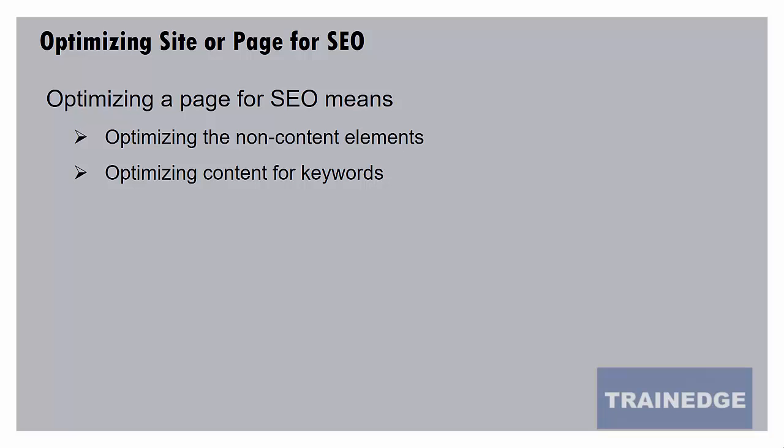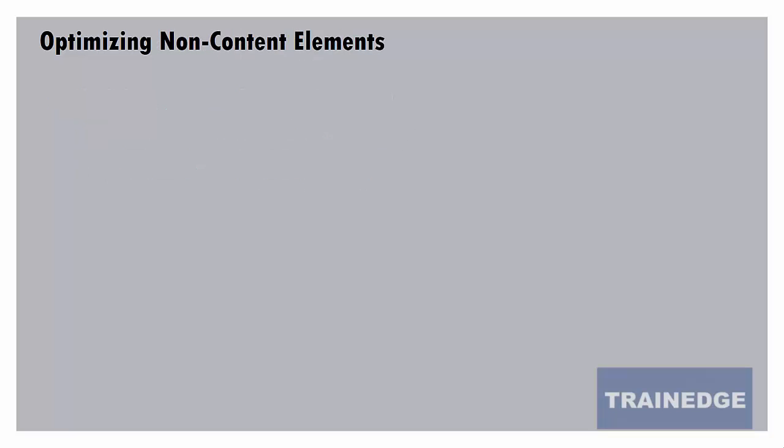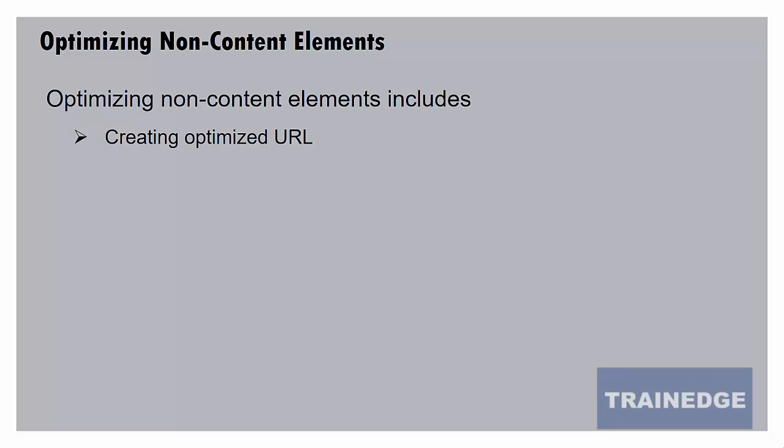How do we optimize non-content elements on the page? The non-content elements include the URL of the page. We need to create a URL that is optimized for the keyword. Google looks at the URL, and if keywords are there in the URL, it is a signal to Google about the content on the page.